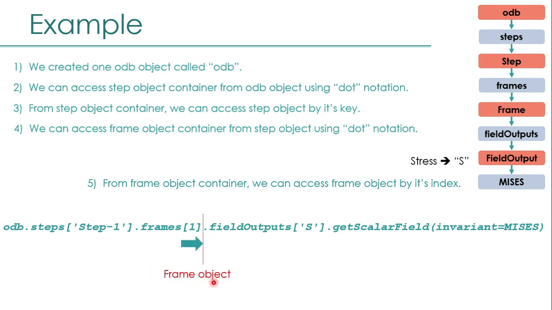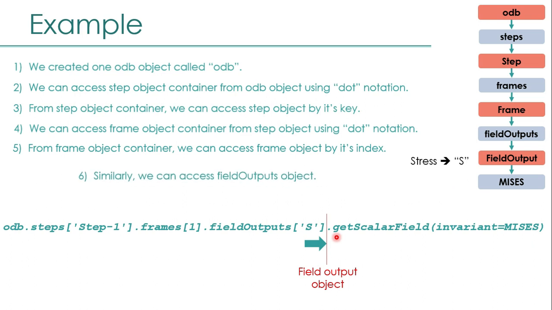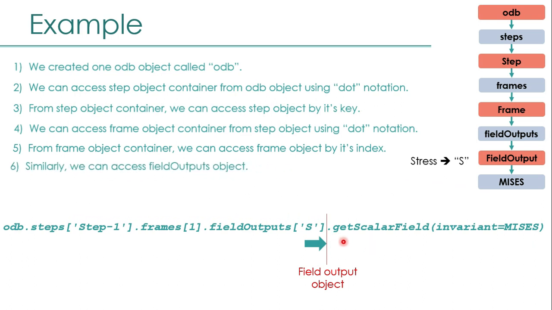Now from this frame object we have to get the field outputs. Using the dot notation, again we are using the field outputs attribute, and from that field output container we are using the stress. So we are accessing the stress data. Now what we are doing here is we are using this getScalarField, and we are using the parenthesis. So you can see there is a difference, right? Here we are using the square brackets and here we are using the parenthesis. Why is this? Because all of these we have used, the steps, frames and field outputs, are attributes. So till here we are just getting the data out of it.